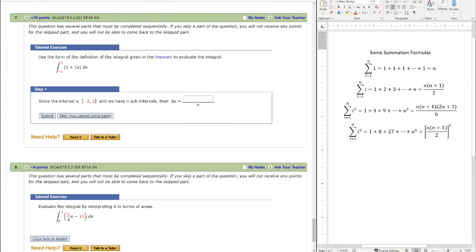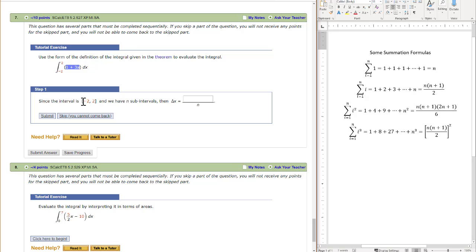This is a problem from one of your lab assignments, section 5.2. Use the form of the definition of the integral given in the theorem to evaluate this integral. So we have this integral from -2 to 2 of 1 plus 3x dx.